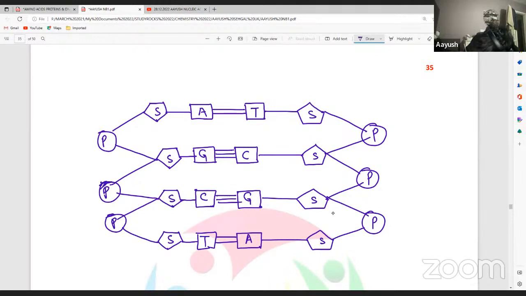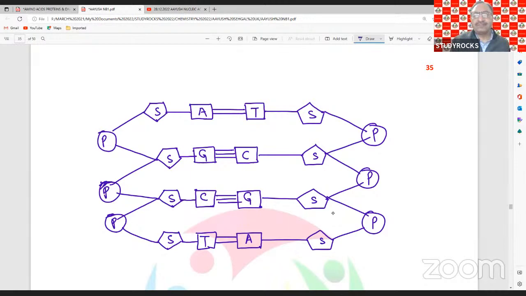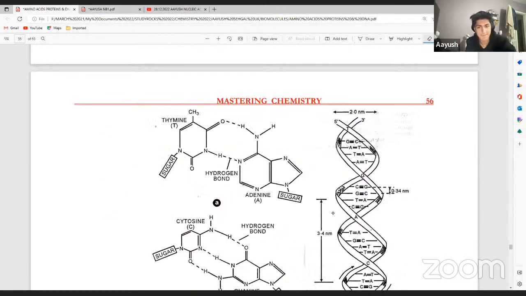Do you get it? Yeah, I understand. And I think that you can draw it very comfortably now. This is double-stranded. Yeah.